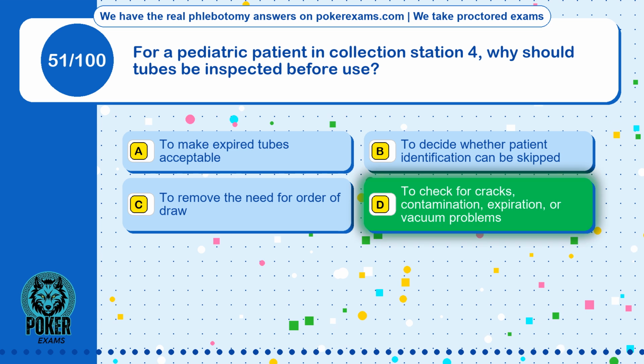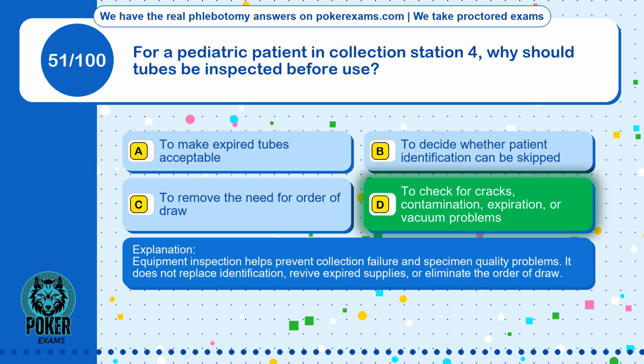The correct answer is option D. To check for cracks, contamination, expiration, or vacuum problems. Equipment inspection helps prevent collection failure and specimen quality problems. It does not replace identification, revive expired supplies, or eliminate the order of draw.